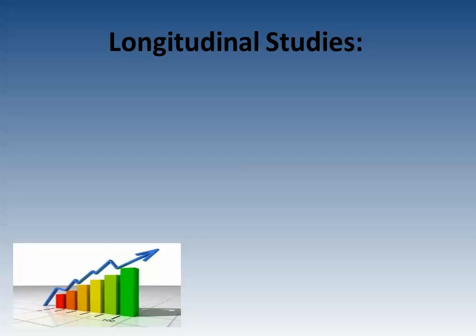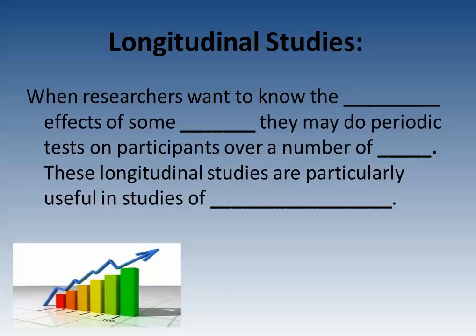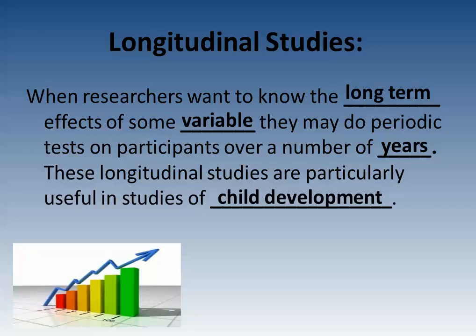Now, this is what researchers use when they want to know the long-term effects of some variable, and they may do periodic tests on participants over a number of years. Now, this is obviously a long study, hence longitudinal, and this wouldn't be a quick, short little case study. This would be studying somebody maybe from first grade through adult years, etc. So these are particularly useful in cases of child development studies because it gives researchers an opportunity to really study a child and what's affected their development.